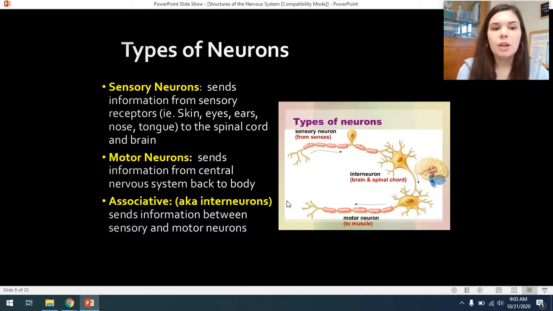And then associative or interneurons are the ones that send information between the sensory and the motor neurons. So sensory is the one that takes in the information from your environment, from your senses. Your motor neurons are the ones that cause a reaction, causing our limbs to move or heart rate to increase, various different things. And your associative neurons are the ones that cause that communication between the two.